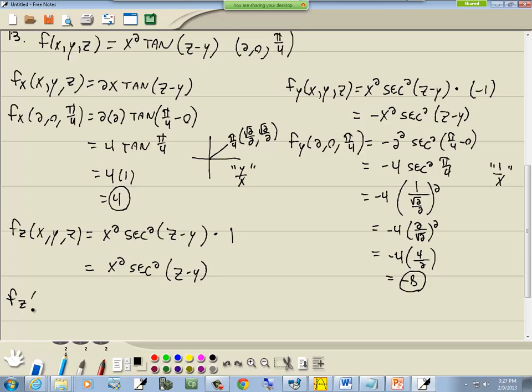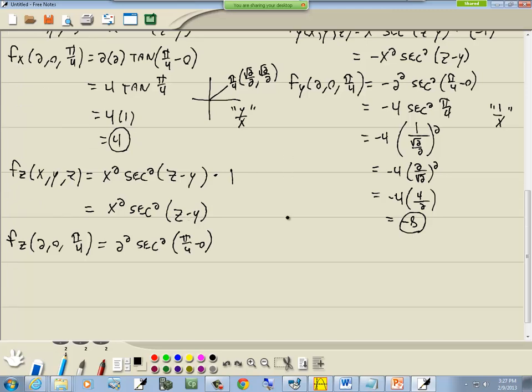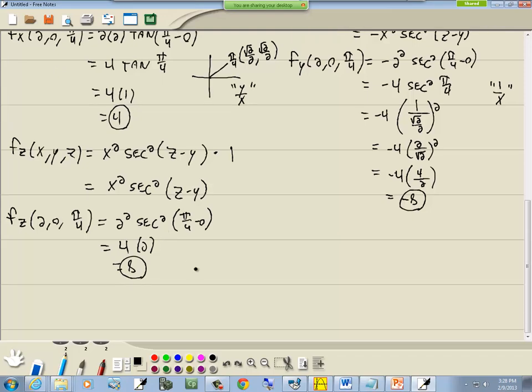And now we'll plug in our point, 2, 0, pi over 4. So we got x squared, so we got 2 squared, secant squared of pi over 4 minus 0. Now that pi over 4 minus 0, that's the same as the one we just did. The secant squared, 1 over square root of 2 over 2, squared, 2 over square root of 2, squared, which gave us 4 over 2, which gave us 2. So this becomes 2 squared is 4 times 2, which gives us 8. And you could go through all those same steps if you want, but you'd see it gives you that.